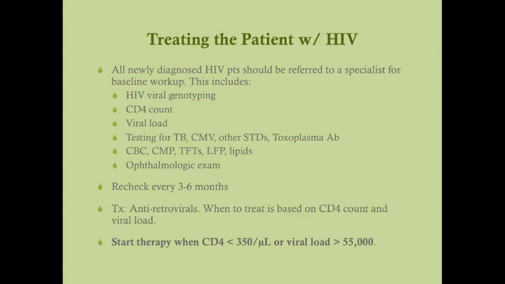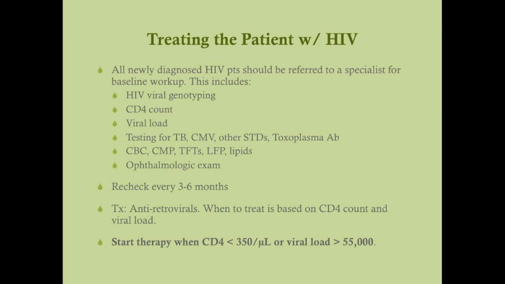So how do we treat the new patient with HIV? All patients that have newly been diagnosed with HIV should be referred to a specialist. There's specialist physicians that deal primarily with HIV patients. But you should know as a general clinician what's going to be done. So first, they're going to be doing HIV viral genotyping. There's multiple different HIV virus genotypes. They're not all the same. There's different mutations. Some are more infectious than others. And so the viral genotyping is useful for the clinician to determine what the prognosis is possibly going to be.